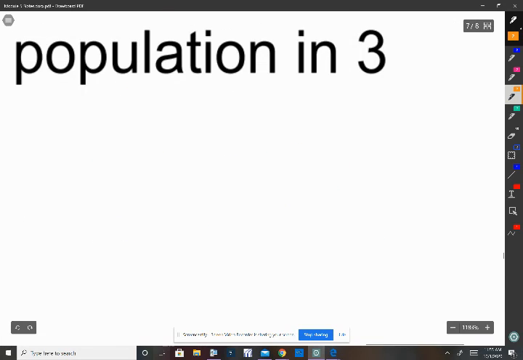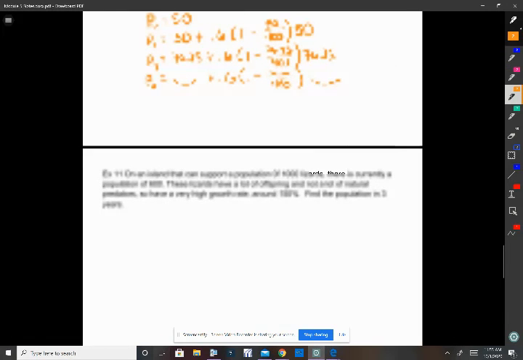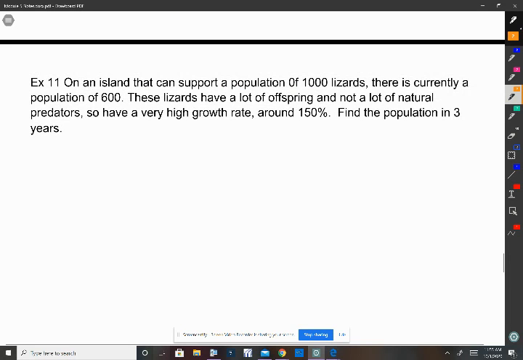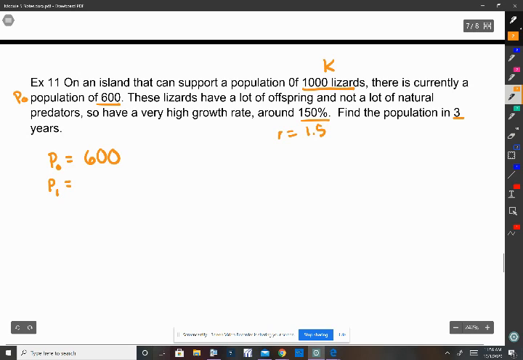When you're looking at example 11, same idea. It talks about lizards on an island, and the population can support 1,000 lizards. So that's our K. It says there's currently a population of 600. That's our P sub 0. And it grows by 1.5%, or 150%, which is 1.5 as your rate. And we're going to find our population in 3 years. Because it's 3 years, we have to do it a few times. So P sub 0 is 600. P sub 1 is 600.